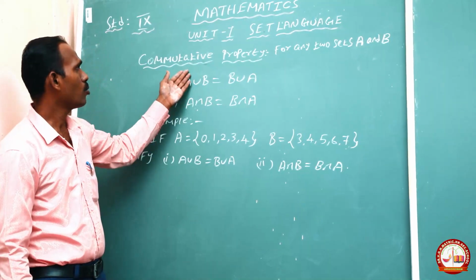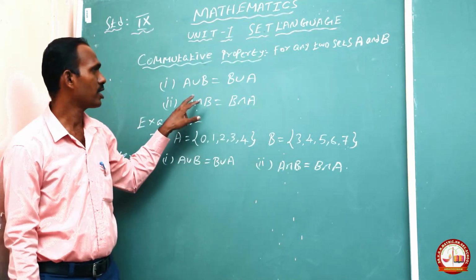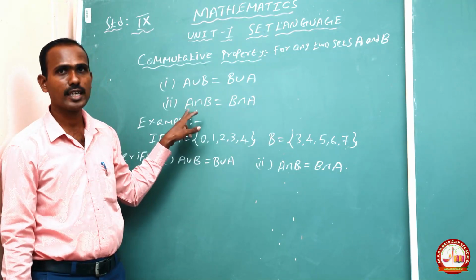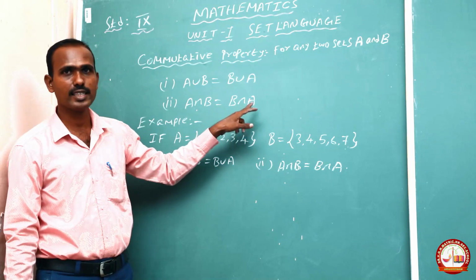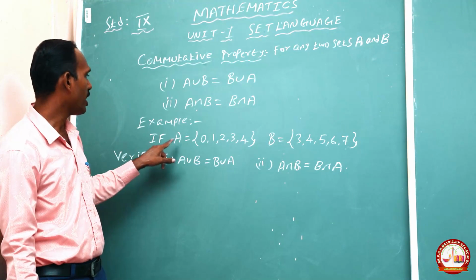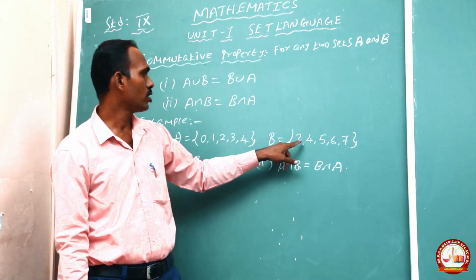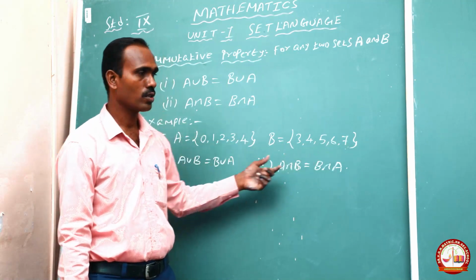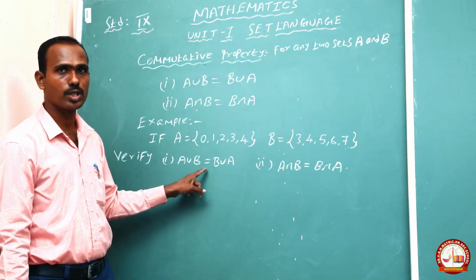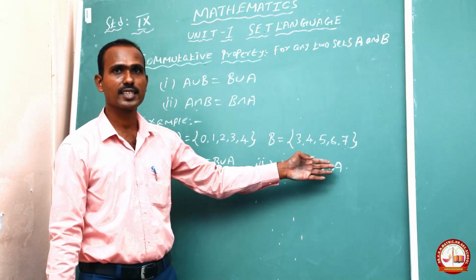Next we see the commutative property for any two sets A and B. The first property: A union B equal to B union A. The second property: A intersection B equal to B intersection A. Next we see one example. Okay, if A equal to {0, 1, 2, 3, 4} and B equal to {3, 4, 5, 6, 7}. Okay, so two sets are given. Verify. First question: A union B equal to B union A. Then second question: A intersection B equal to B intersection A.